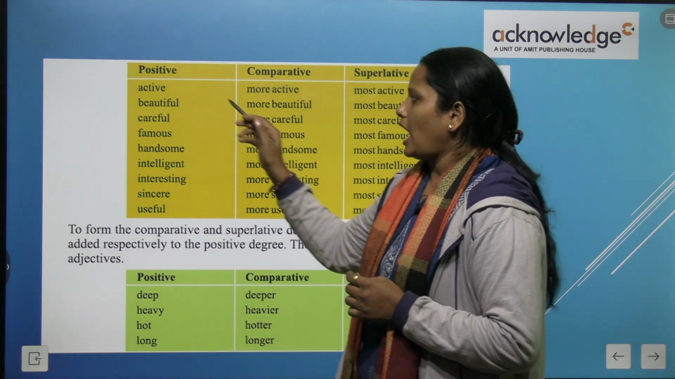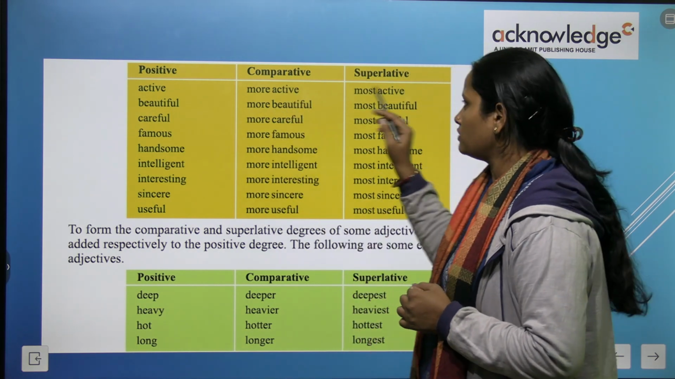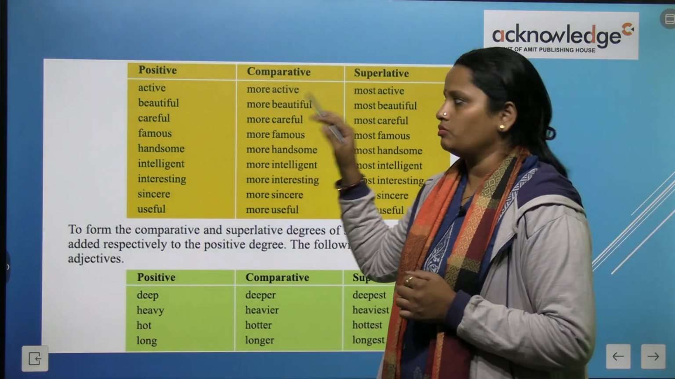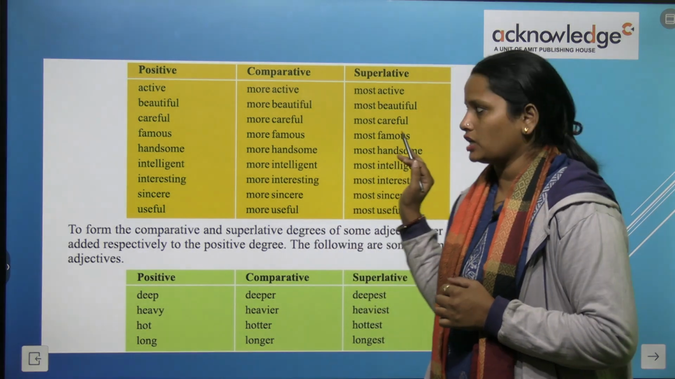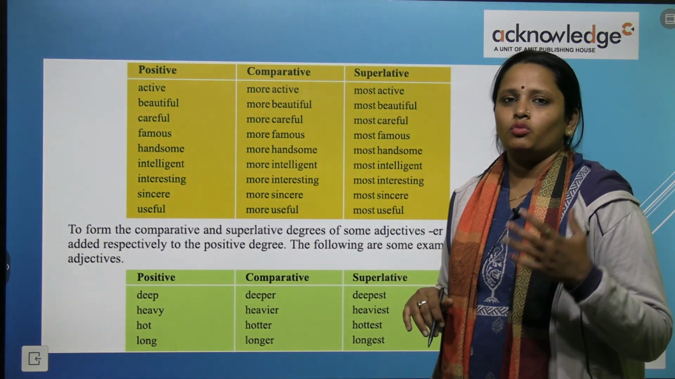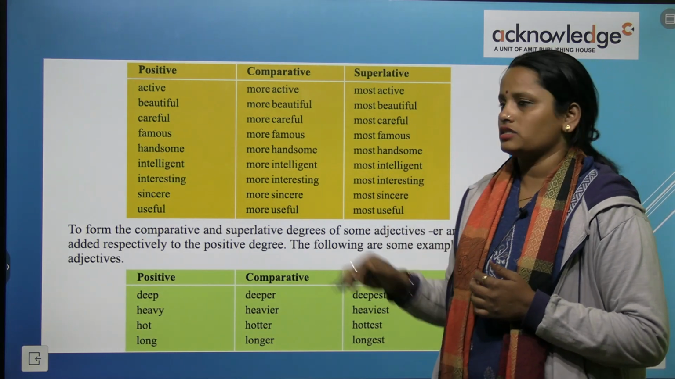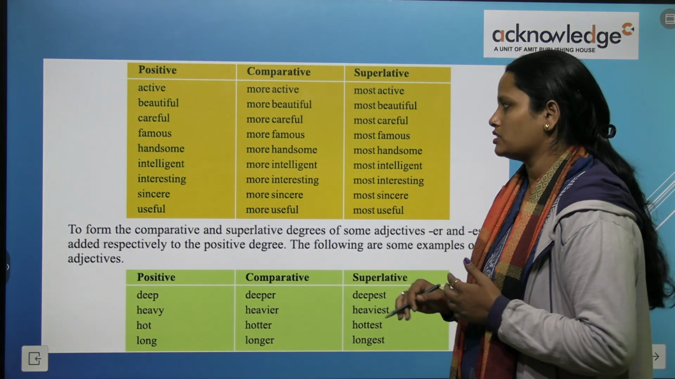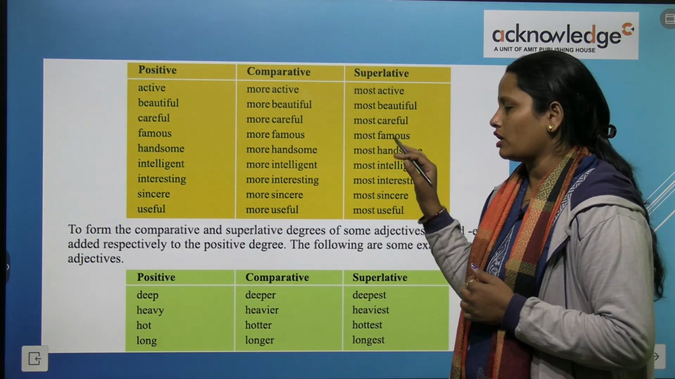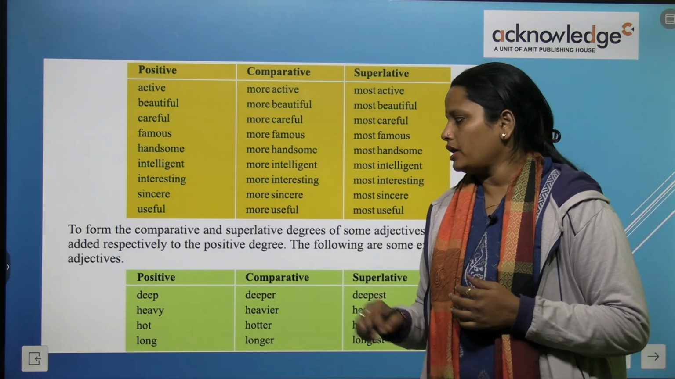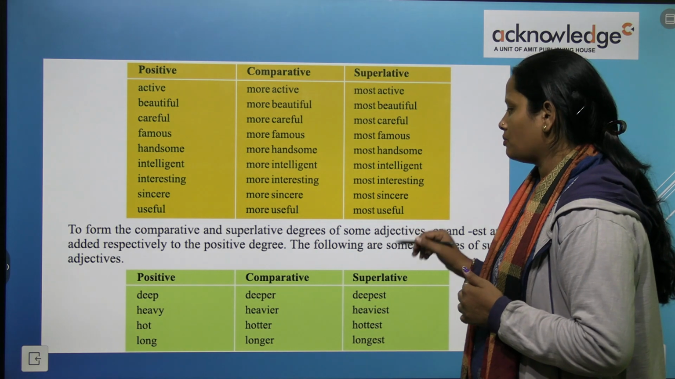Let's read it. Active becomes more active and most active. Beautiful, more beautiful, most beautiful. Careful, more careful, most careful. Famous, more famous, most famous. Handsome, more handsome and most handsome. Like this, the rest are given here, children. You can read it. To form the comparative and the superlative degree of some adjective.